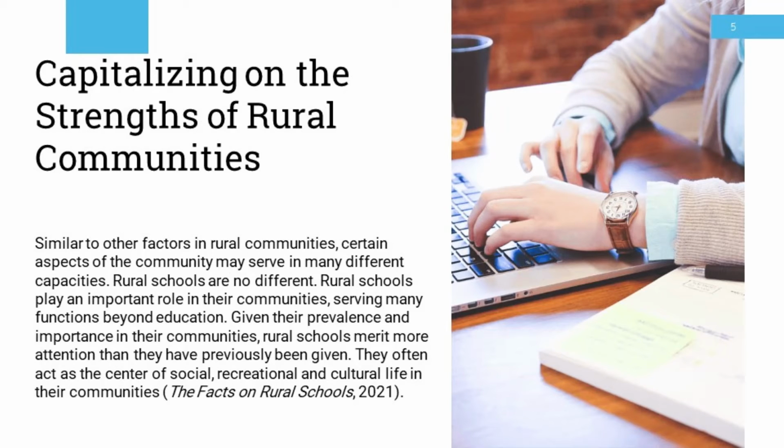In rural communities, like we said earlier when we were talking about the definition of a rural community, you don't have many resources. And when we talk about resources, we're talking about funding. You don't have much funding to do anything with. So in order for our students to be successful in rural education, we have to capitalize on the strengths of our rural communities. Now we know that in a rural community, our schools serve in many different capacities.